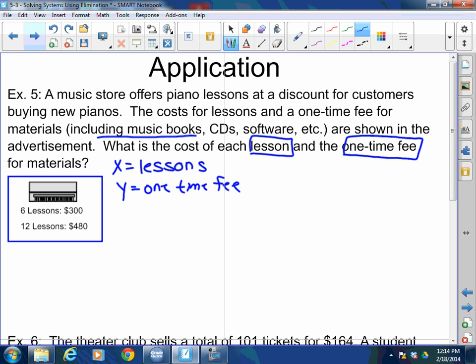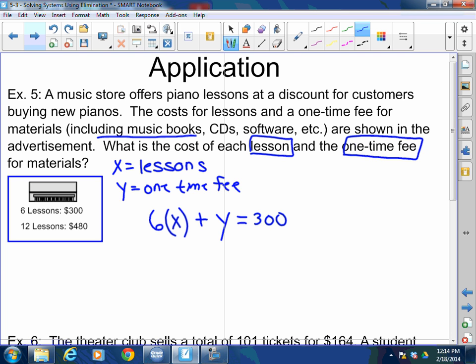Now, according to this advertisement, you get 6 lessons for $300, but what else is within that lesson? The one-time fee. So it's 6 lessons, X. Do we know how much X costs? How much the lessons cost? No. Plus the one-time fee of Y, which we also do not know. But we do know that 6 lessons and the one-time fee equals $300.